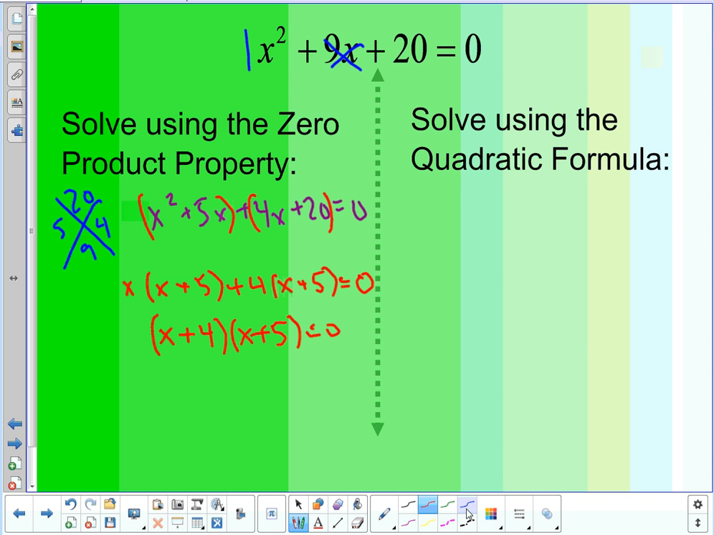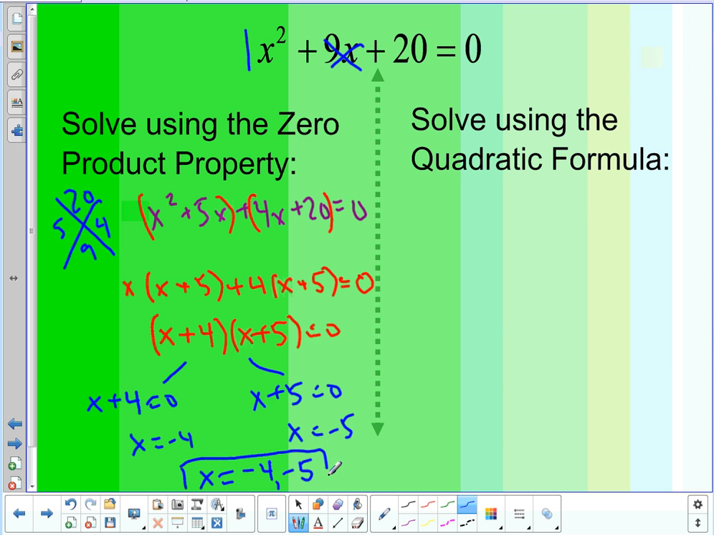Now, I want to solve this whole thing, so I need to split these two and set them each equal to 0 and solve. So x plus 4 equals 0. That means I'm going to get x equals negative 4. And then x plus 5 equals 0. Subtracting 5 from both sides means I'm going to get x equals negative 5. So my two solutions are negative 4 and negative 5.